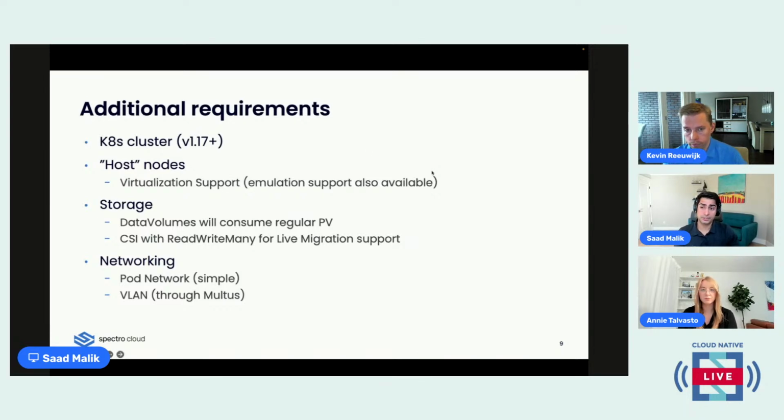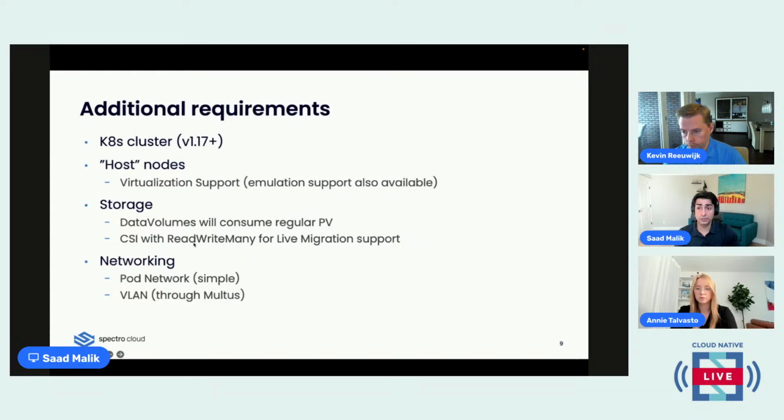And then the last slide is just some specific requirements relating to KubeVirt. You do need a Kubernetes cluster that is 1.17 or later. The host nodes ideally are running bare metal with virtualization support from the BIOS or firmware passed directly down in. If you are testing KubeVirt, whether on a private data center like VMware or on a public cloud, you can also enable emulation support. For storage, if you're just looking to provision virtual machines on individual nodes without any live migration support, you can have various regular read-write-once kind of volumes.